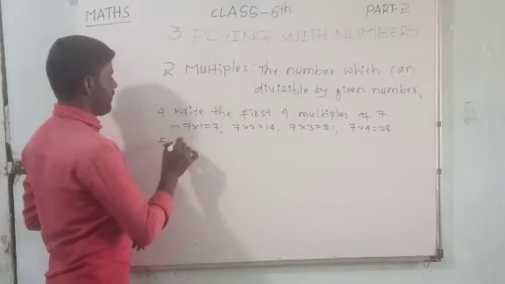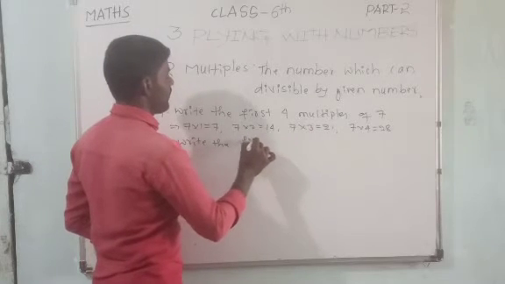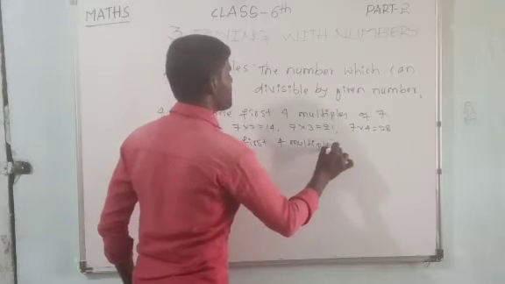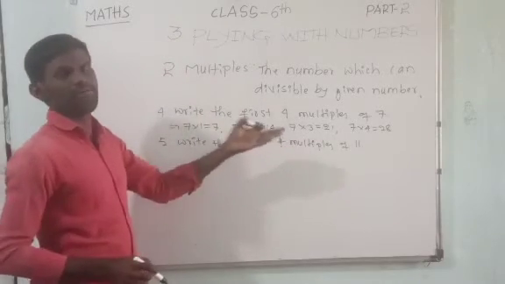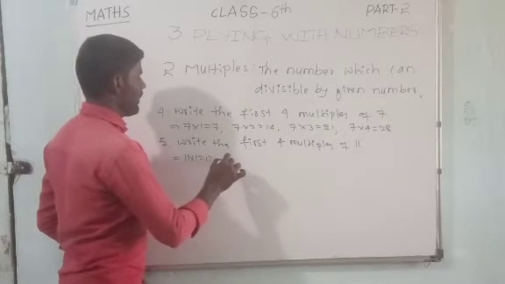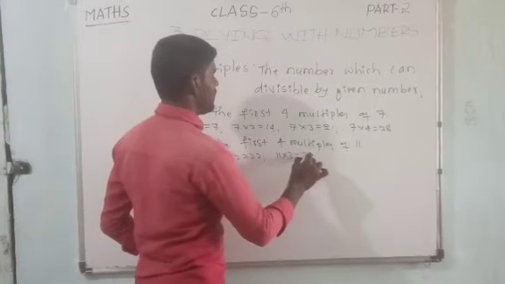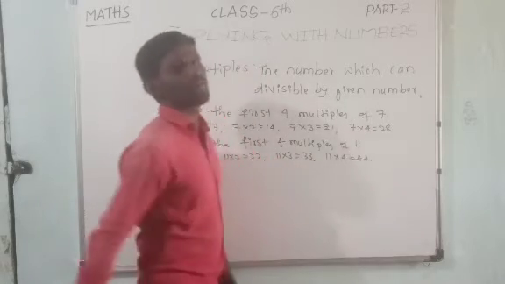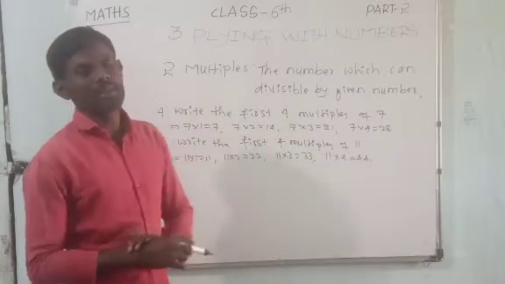Example 5, dear children. Write the first four multiples of 11. That is 11 into 1 is equal to 11. Then 11 into 2 is equal to 22, second multiple. 11 into 3, 33, third multiple. 11 into 4, 44, this is the fourth multiple. Here 11, 22, 33 and 44 are the multiples of 11.